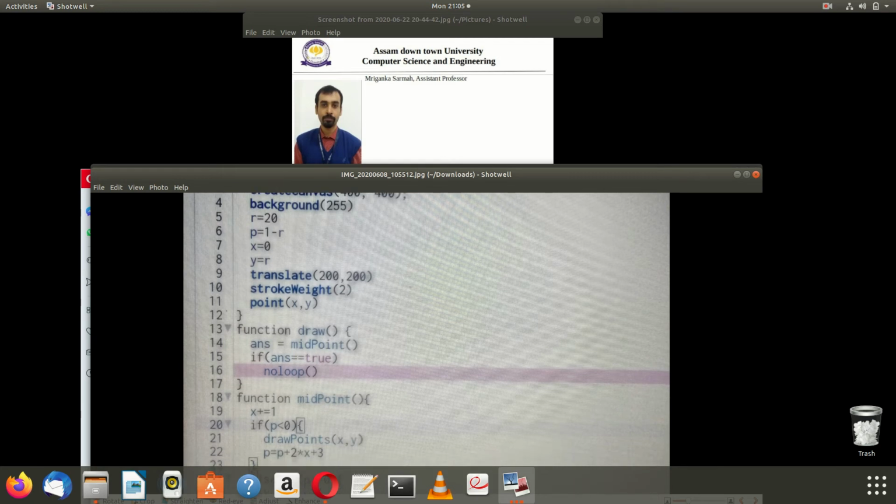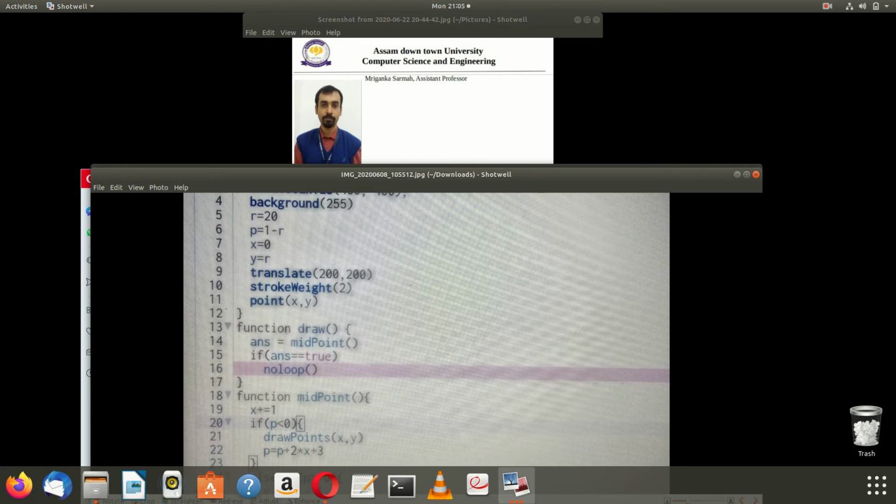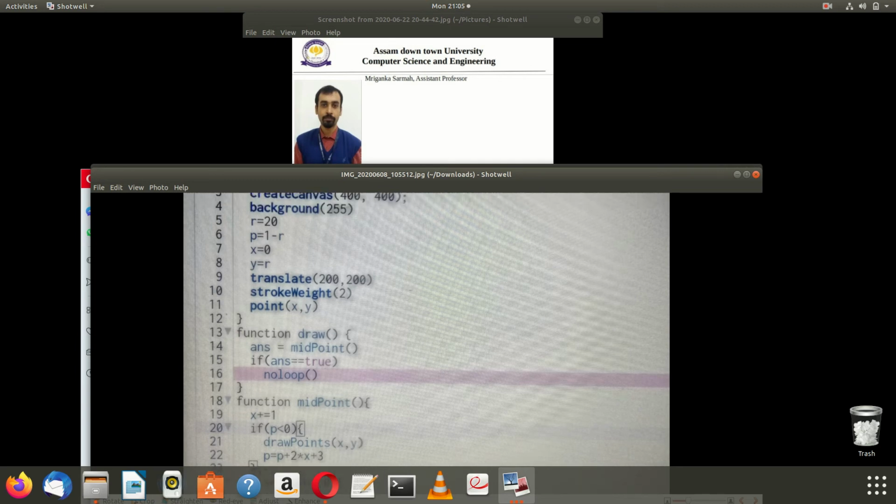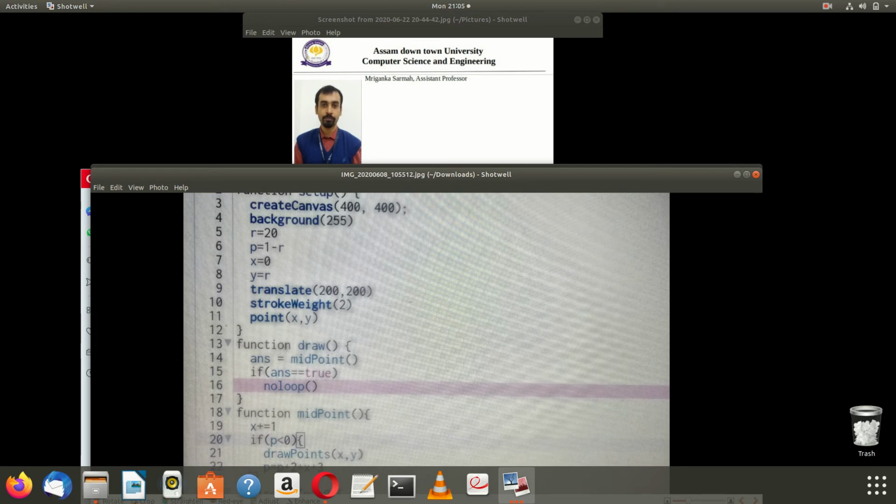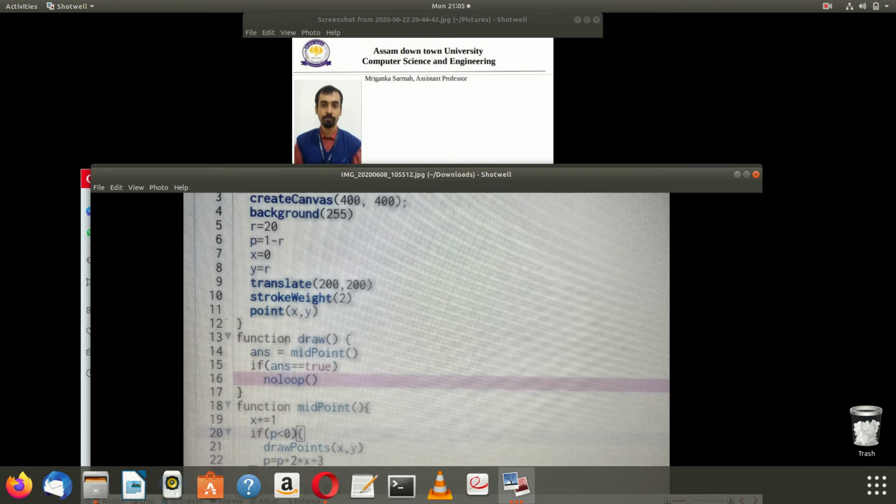Then the radius of the circle is taken as 20, which might be given in the question. Then the initial decision value, 1 minus r, that is the standard starting point, and the initial starting point x is 0 and y is r. So this is the starting point where we take the point at the height of r from the center point, that is vertically up. If we go on the y axis, we take the point 0 comma r, that is x comma y. Then we plot this point.